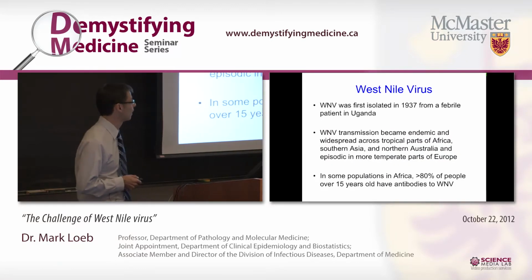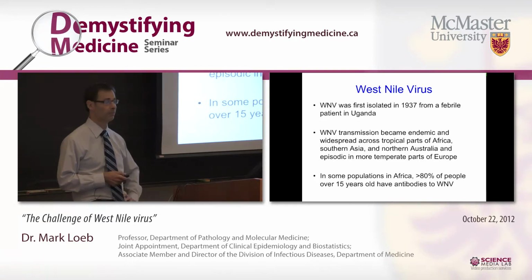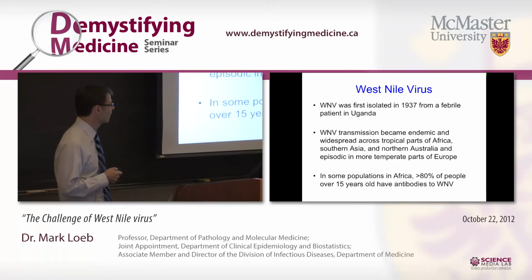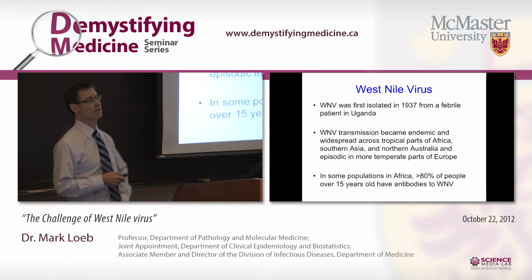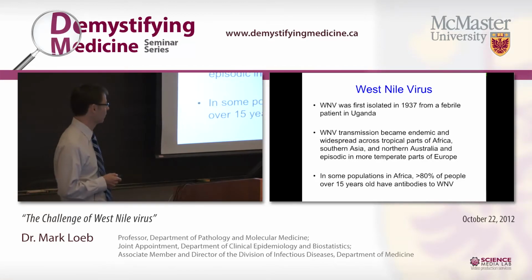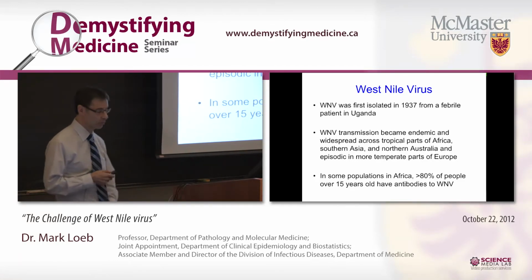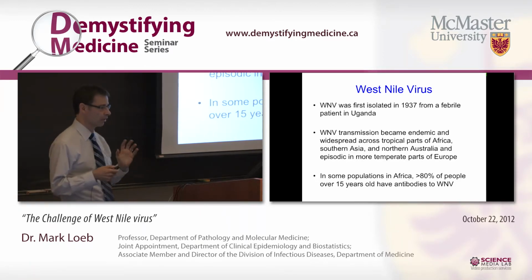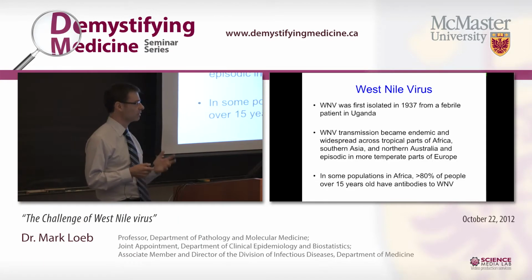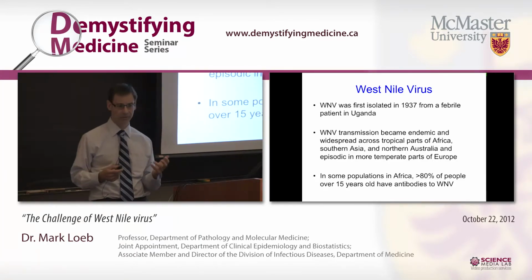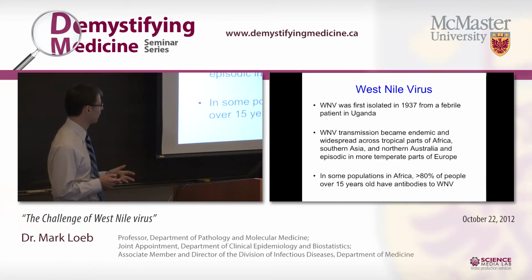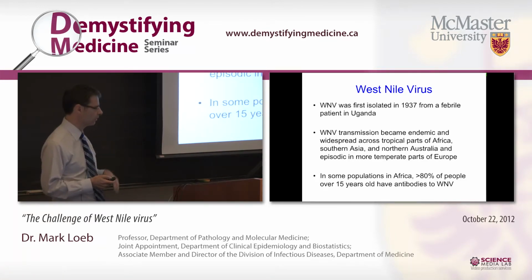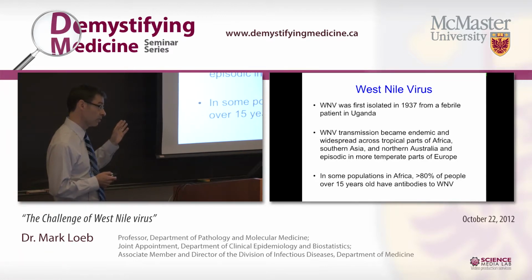The virus was first isolated in 1937 from a febrile patient in Uganda, and since then it became endemic and widespread across tropical parts of Africa, southern Asia, northern Australia, and episodic in more temperate parts of Europe. So originally, up to the 50s or 60s, it was felt that this was a relatively benign infection. People would have a mild illness or be asymptomatic. Then there were a number of outbreaks in Europe and in the Middle East where the severity came through. In fact, there is circulation of the virus in Africa, where a high percentage of people have antibodies, but not really much disease.